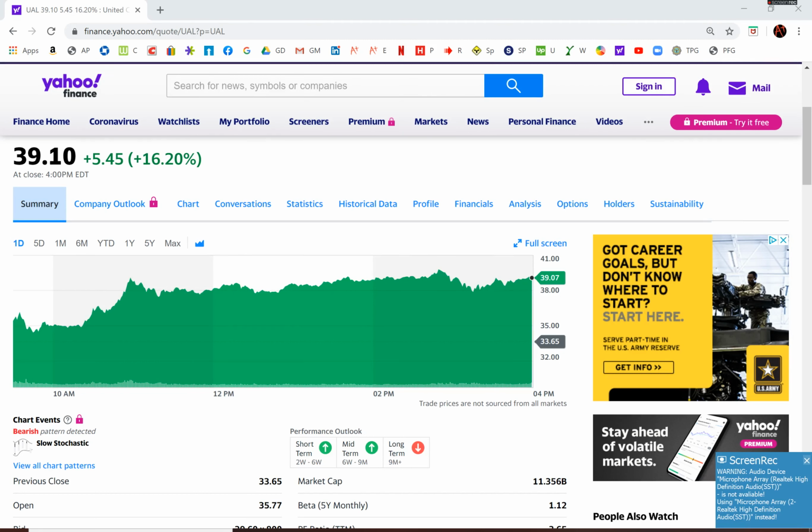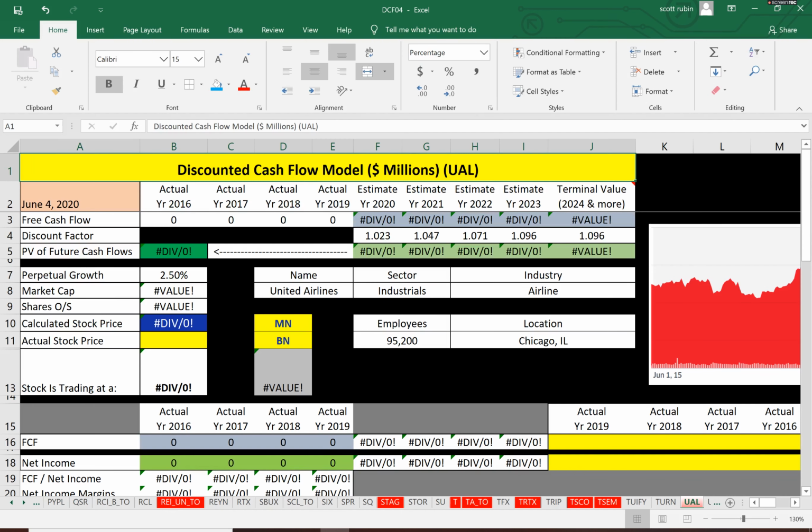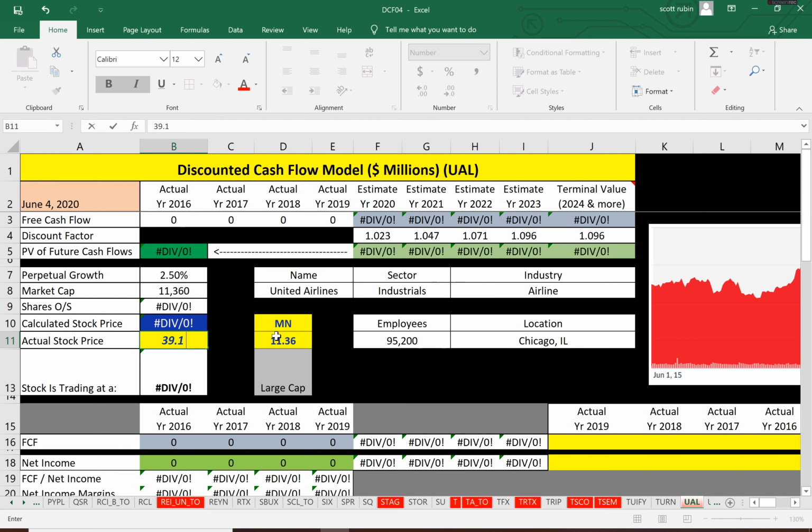So let's look at United Airlines. And the first thing we need for the model is the market cap, which is 11.36 billion. And then the stock price, 39.10. So now we know the shares outstanding because it's the market cap divided by the stock price, which is 291 million shares outstanding.